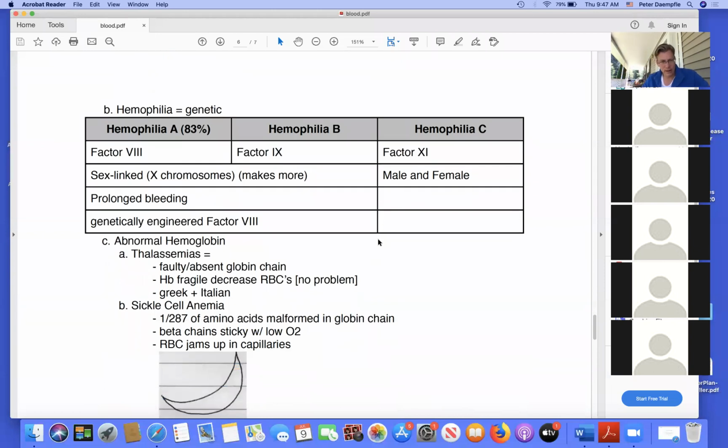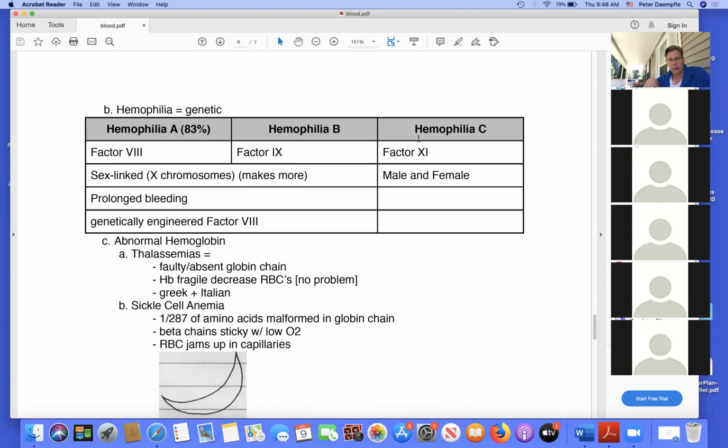Another way is hemophilia. Now, hemophilia is totally genetic, that means it's in the genes, you inherit it. It's a genetic bleeding disorder. We say that one of the clotting factors, factor 8, a problem with factor 8, is the cause of most bleeding in hemophilia A. 83% of hemophilia is hemophilia A. Hemophilia B and C are more rare. You're not going to see them much.